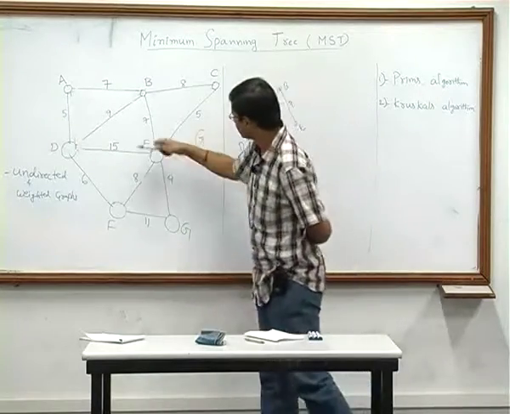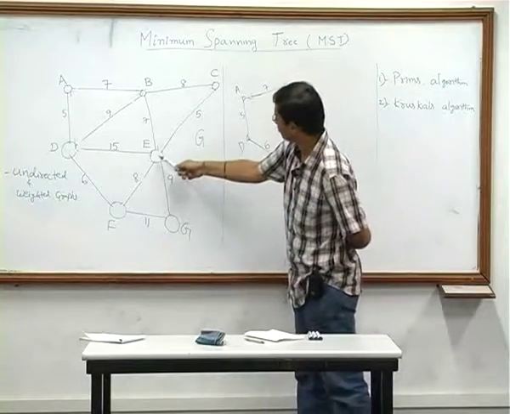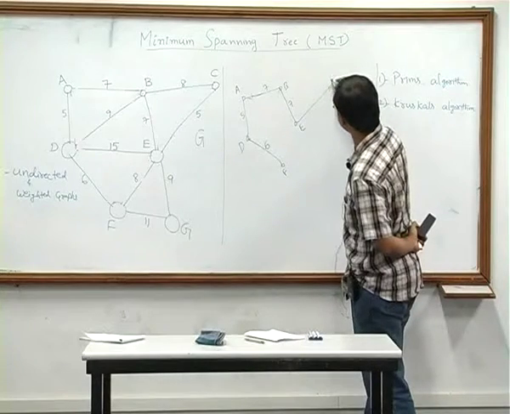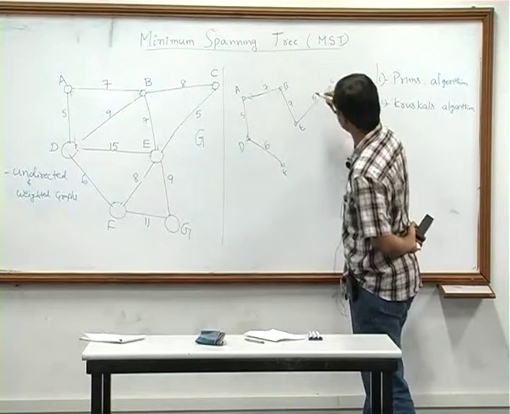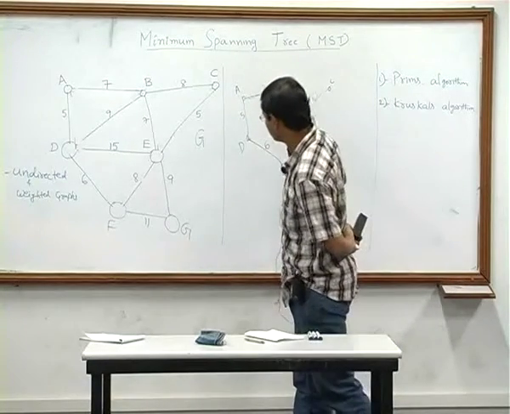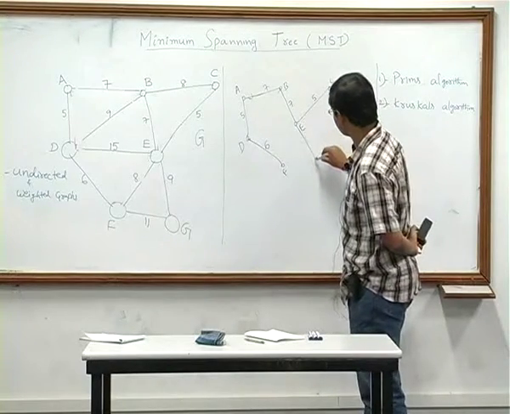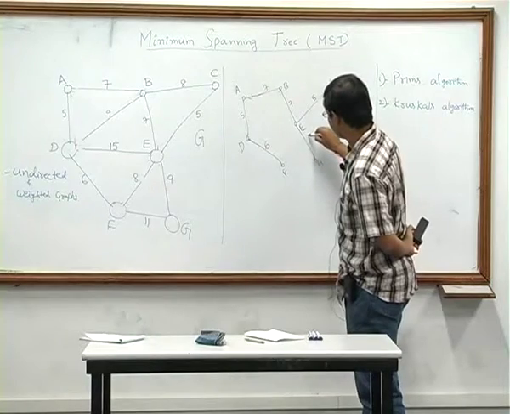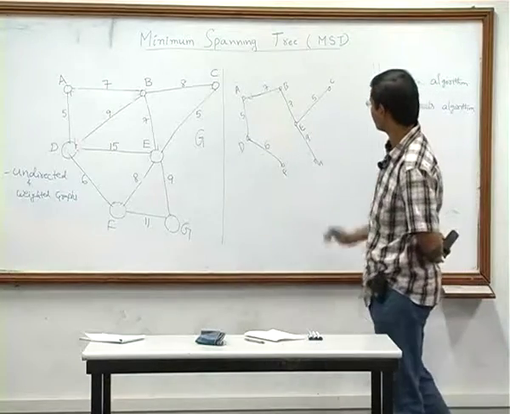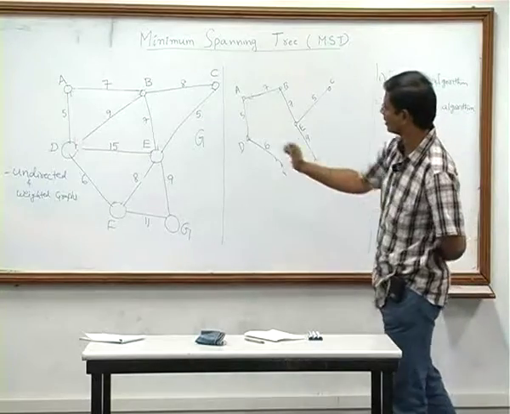So now out of all the edges going out of this tree being formed, you can check that the edge E to C with weight 5 is the minimum one. Now out of the edges going out of this, you can check that E to G with weight 9 is a minimum one. So we have selected all the vertices and the algorithm stops there. So this is the minimum spanning tree for this graph.